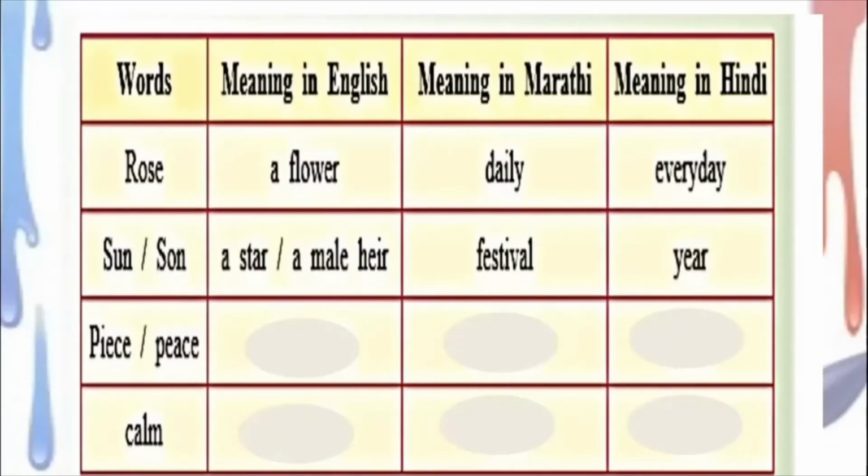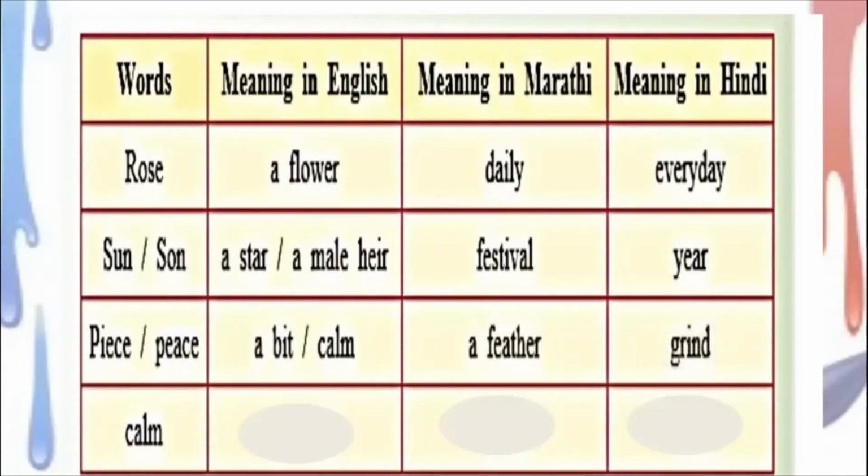Peace and piece, again these are homophones. So the meaning in English would be, one piece will be a small bit and the other peace would be calm, quiet. The Marathi meaning of pis is a feather of a bird, and in Hindi it would mean to grind something. Masala pisna we say. Okay. Last one is calm.